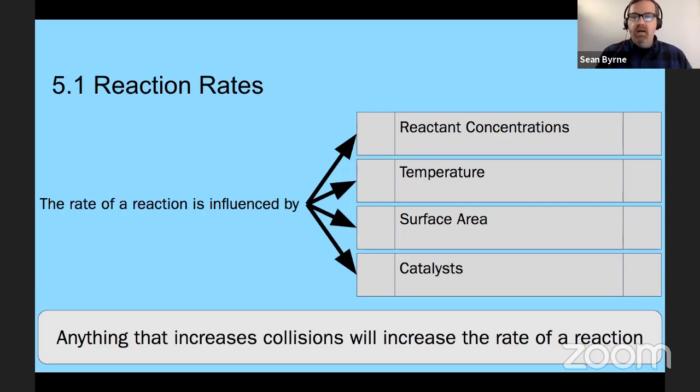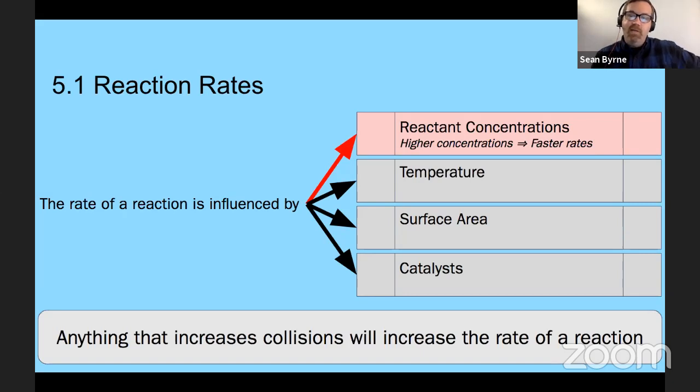Okay, so let's look at these individually. So the reactant concentrations: if I increase the concentration, if I have a higher concentration, it would make sense that I would have a faster rate, correct? That means that I'm going to increase the likelihood of the collisions. There are probably going to be more collisions because the reactants are not as far away from each other as they were at lower concentrations.